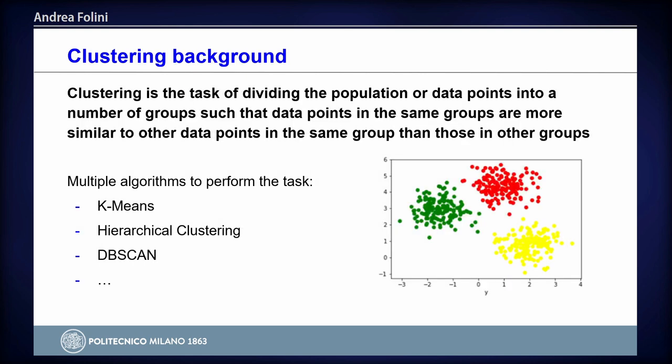Clustering is the task of separating a population of data points into multiple groups, such that the points in the same cluster are similar to each other, and the points in different clusters are far from each other based on some kind of similarity measure. There are different algorithms to perform this task, and some of the most common are K-Means, hierarchical clustering, DBSCAN, and so on. Each of them has its own advantages and disadvantages based on the situation.